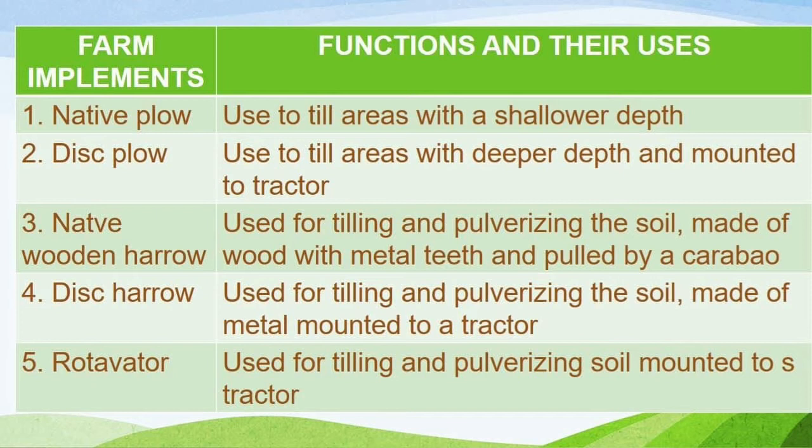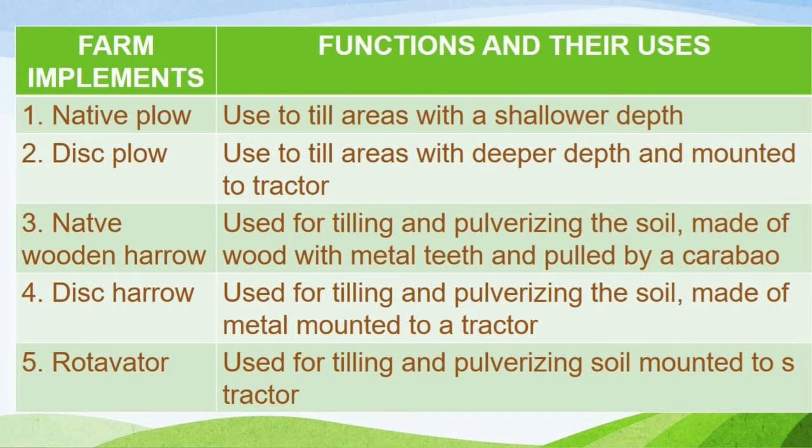Are you done? Let's find out if you got the correct answers. So these are now the correct answers. For the first column, the farm implements, and the second column, functions and their uses. Number 1, native plow. Function: used to till areas with shallower depth.